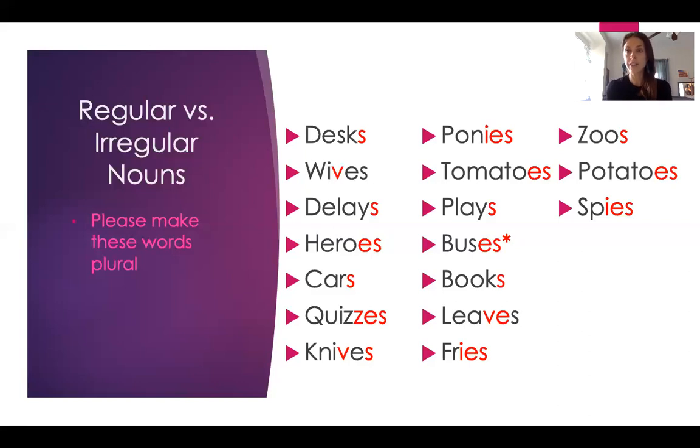Book is regular, so book becomes books. Leaf becomes leaves, VES. Fry becomes fries, IES. Zoos, you just add an S here actually, because this is two O's. So remember what we talked about with the three vowels? We can't have three vowels in a row, so we just add an S there. Potatoes is the same as tomatoes, and spy becomes spies. Hopefully you guys got 17 out of 17 correct, but if not, just go back and practice.